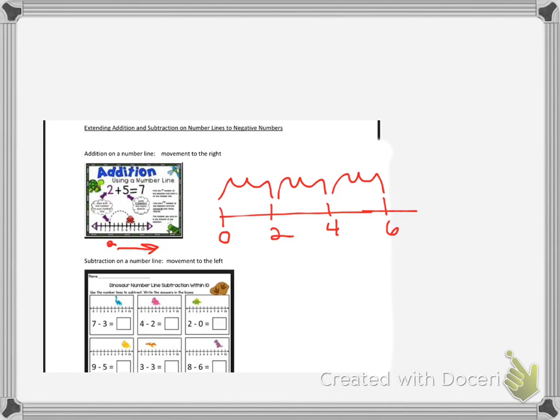So subtraction, again, there are these cute little graphics. Subtraction is going to be moving to the left. So if you're at 7 and you subtract away 3, you're moving to the left. That's also the case if you're at 7 and you add a negative 3. You are going to be moving to the left. So all of this stuff is very foundational and extremely important.